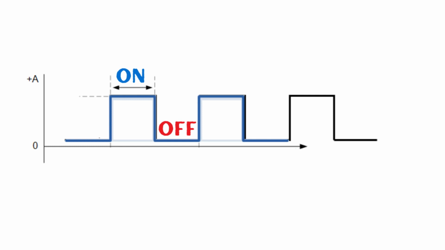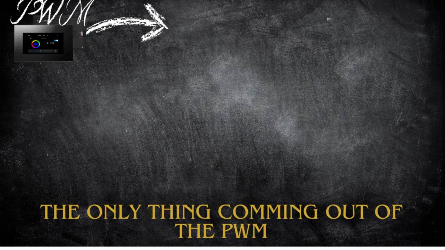That's all we really have to worry about: when it's on, when it's off. The duty cycle is the width of it, and the hertz is how many times that cycle repeats itself per second. We're going to go over that again. Just don't worry. Let's get that out of the way.